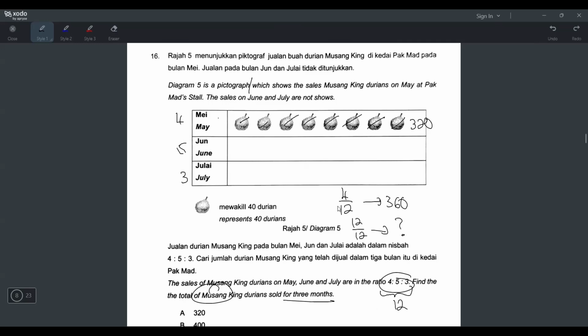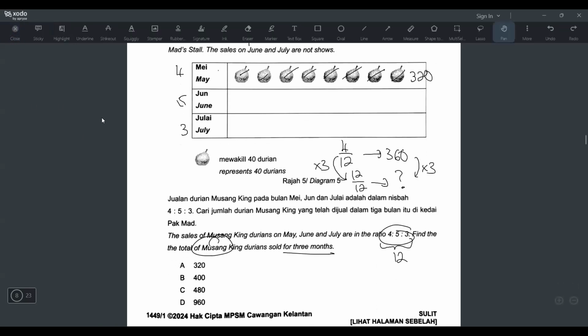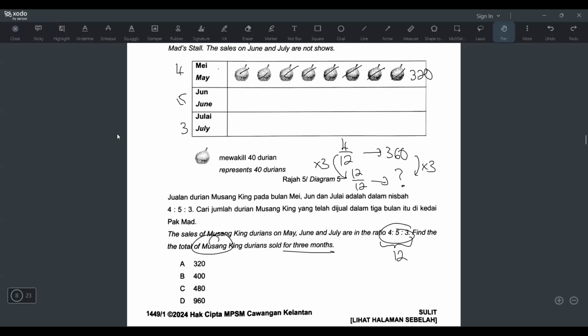So it's very simple. From 4 over 12 to become 12 over 12, you have to multiply by 3, right? Yeah, because when you take 4 over 12 times 3, you get here. So here also multiply by 3. So 360 times 3, you press calculator, straight away get your answer. Okay, so you press now, 360 times 3, 1080. So the answer is 1080, but there's no answer here.